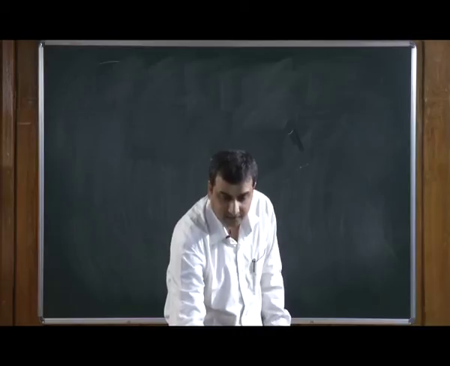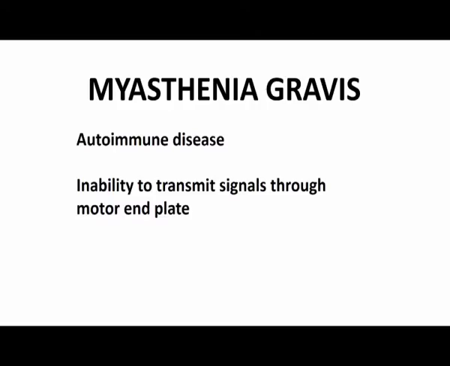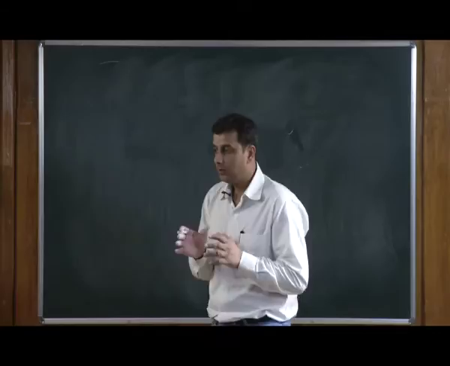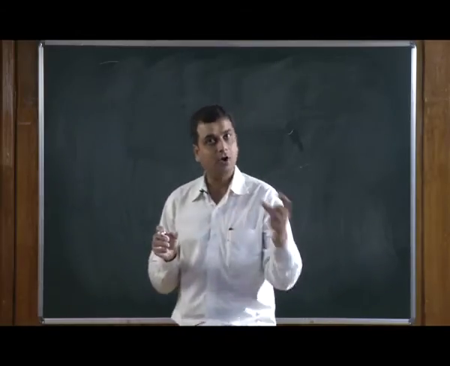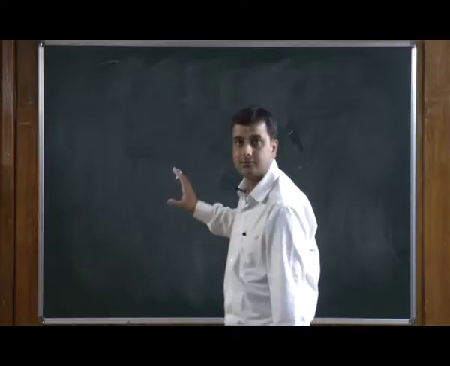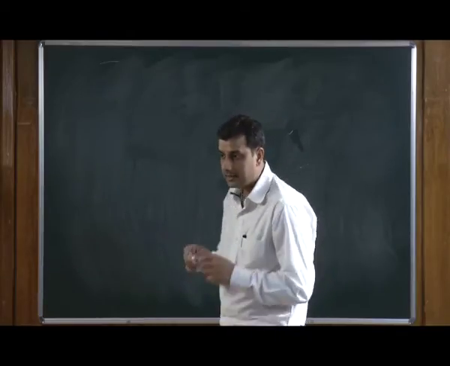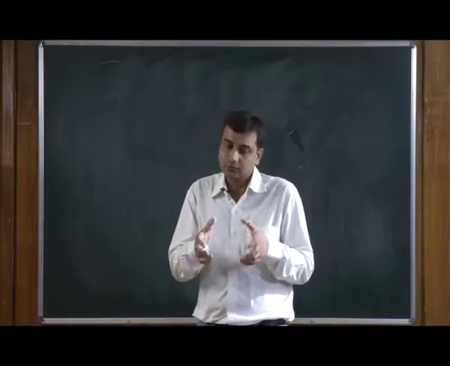The next is very important in the slide, and it is actually a disease. The disease is called myasthenia gravis, and this is an autoimmune disease, characterized by a hallmark feature where there is inability to transmit signal through the motor end plate. Now, having said that, we have gone through the motor end plate, and we will try to discuss what is happening here. So, this is the disease condition myasthenia gravis, and it is an autoimmune disease.